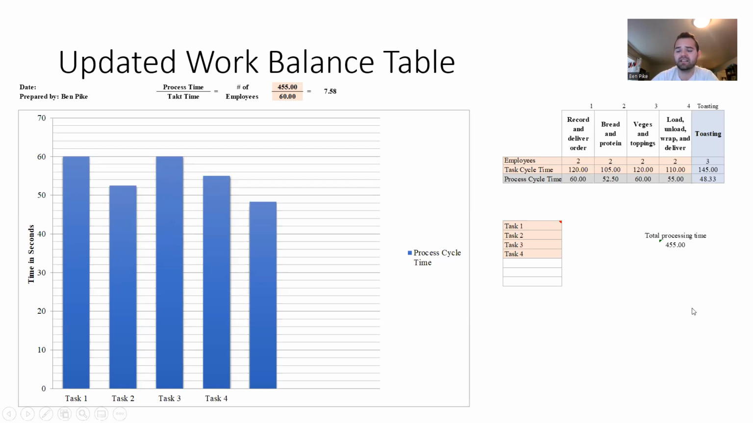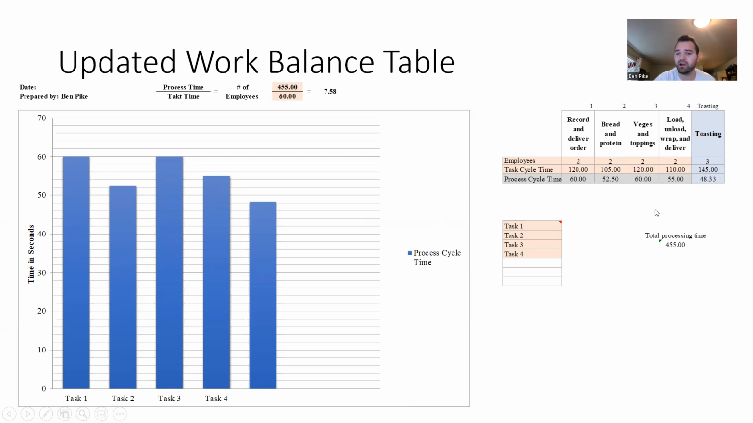The second task was originally just breading the sandwich, choosing the bread option, but now we've combined it into a work cell with the protein option as well. We combined those times and put 2 employees over it in a small work cell. And as you can see, it's just below the 60-second takt time, which is perfect.